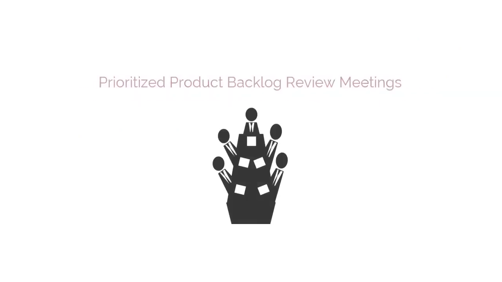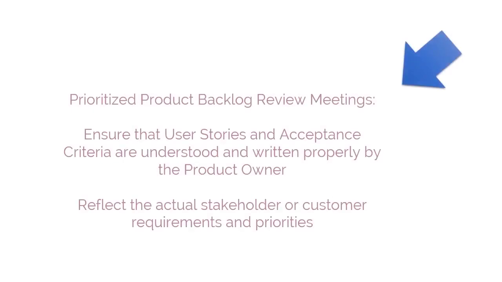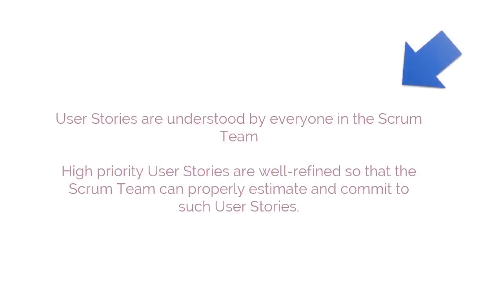First of all, we have the prioritized product backlog review meetings as the tool. The intent of the prioritized product backlog review meetings is to ensure that user stories and acceptance criteria are understood and are written properly by the product owner, so that they reflect the actual stakeholder or customer requirements and priorities. User stories are understood by everyone in the Scrum team, and that high priority user stories are well refined so that the Scrum team can properly estimate and commit to such user stories.